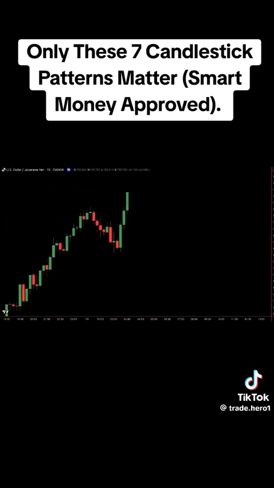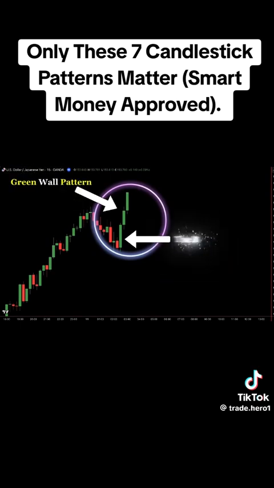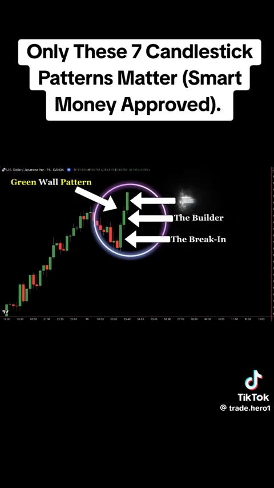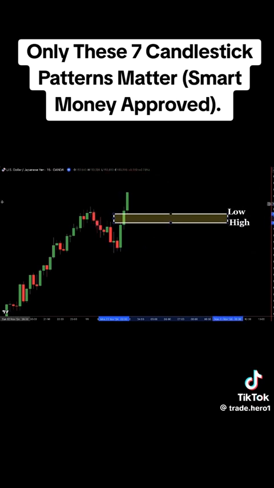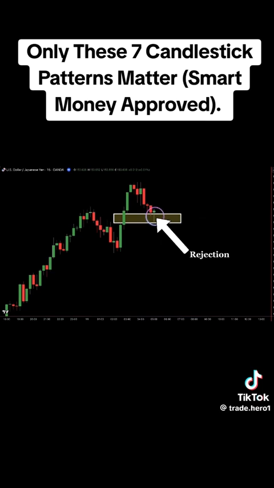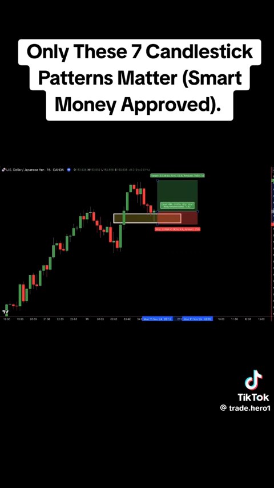As you can see, the market formed a clear green wall. Here's the break-in candle, then the builder, and finally the lockdown. And notice this, the low of the third candle is higher than the high of the first. That confirms it, this is a smart money zone. So what do we do? We mark that zone and we wait for price to come back to it. Look what happens next. Price pulls back into the zone and gets rejected. That rejection tells us the market respects the level. That's our signal. We place our entry at the close of the rejection candle.